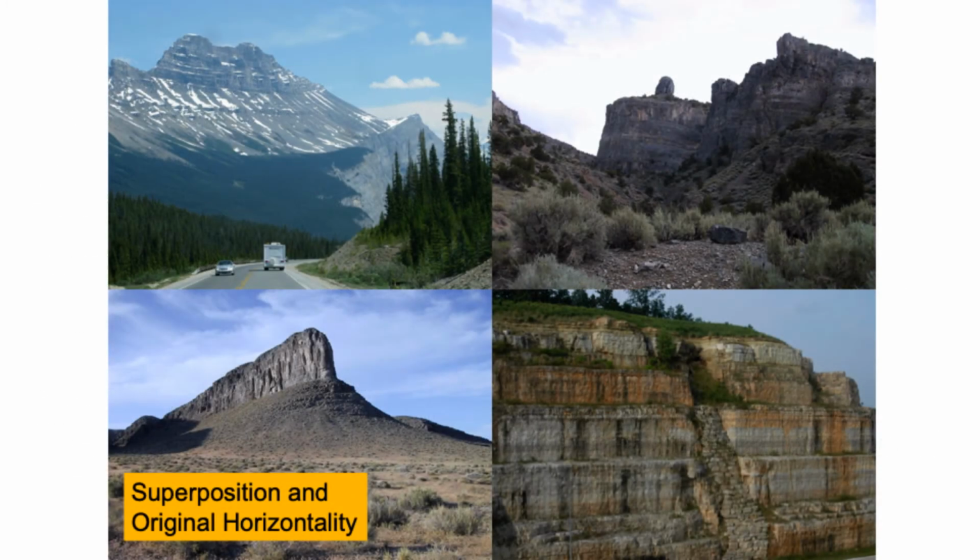So what is superposition versus original horizontality when we look at images? Obviously, in the upper left-hand side, that's the Canadian Rockies, and it's one of the places where you might expect to find layered rocks in the mountains, and they go right up the hill. They're slightly deformed. You can see there's a slight syncline in the middle of that upper cliff on that mountain, but they're very steeply dipping, right? They originally would have been horizontal and pushed into the position that they're in right now.